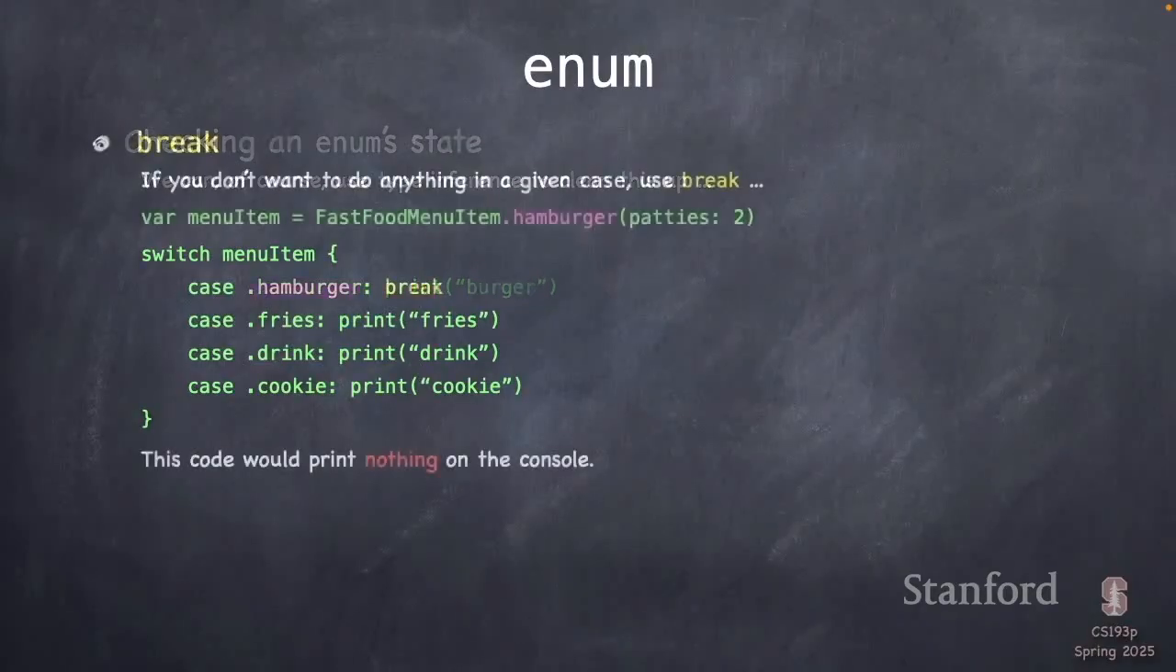There is a really nice thing that you can put as the thing to do in a case, which is break. Break means do nothing. I don't want to do anything here, just break out of here, essentially. So in this case, if I have a FastFoodMenuItem that is a hamburger with 2 patties, and I did this switch statement, it would print nothing, because a hamburger there doesn't have a print. I broke out of there. But the other ones would still all print if it was of that type.